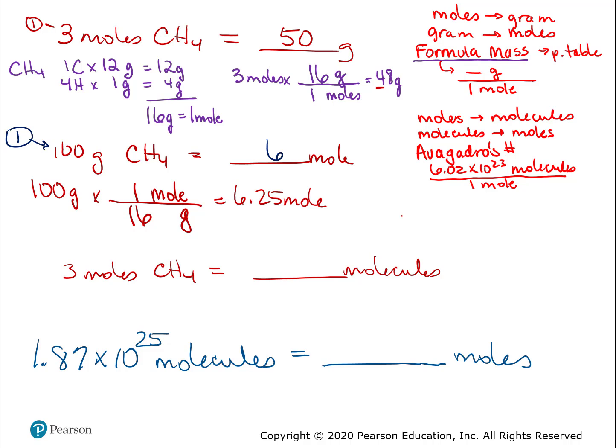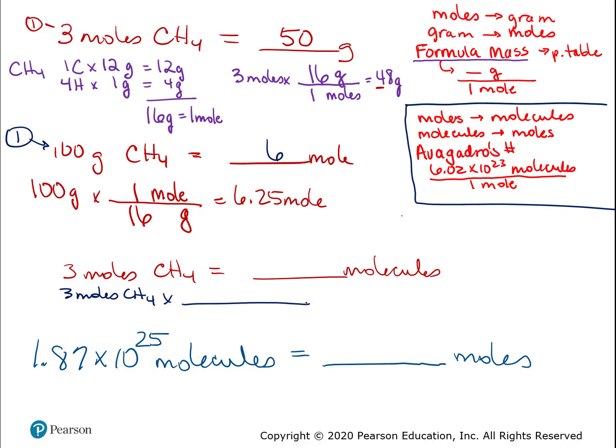Okay, so then the bottom two. When I see moles and molecules, I don't use the formula mass. I know that if I see moles and molecules or molecules and moles, you're just going to use Avogadro's number. So 3 moles of CH4 times in a line. What goes on the bottom?